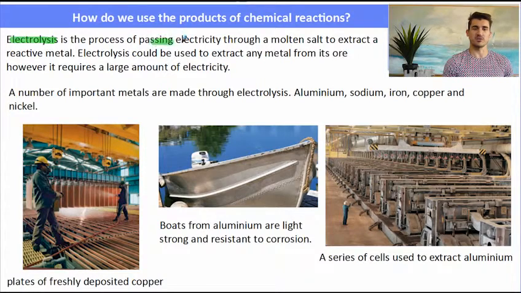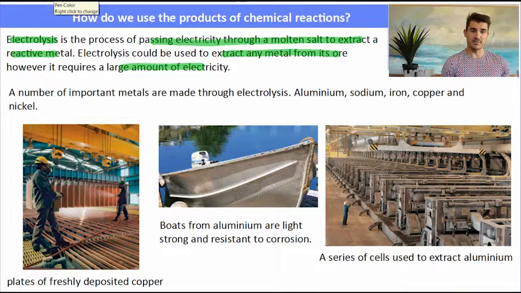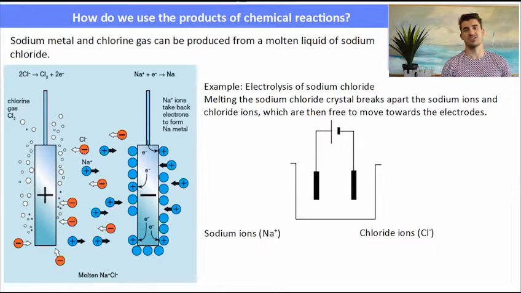So electrolysis is the process of passing electricity through a molten salt, a molten ionic compound, to extract a reactive metal. Electrolysis can be used to extract any metal from its ore, that is from what we gather from the ground. However, it requires large amounts of energy. Typical metals that are made through electrolysis are aluminium, sodium, iron, copper, and nickel. In fact, I watched a video where the aluminium plant down in Portland used to cost them $500,000 each day in electricity to make the aluminium. So a large amount of electricity is required.